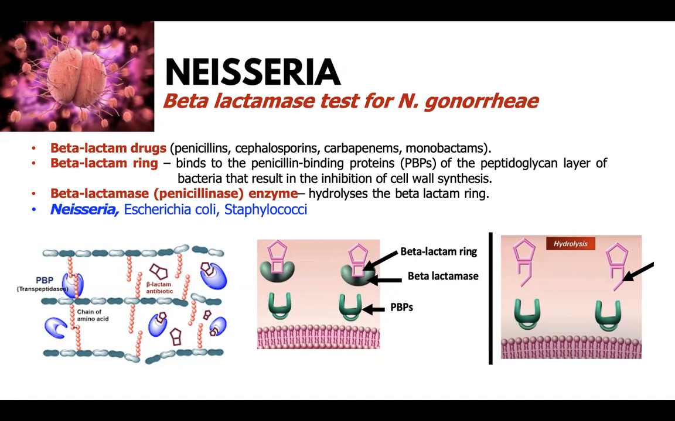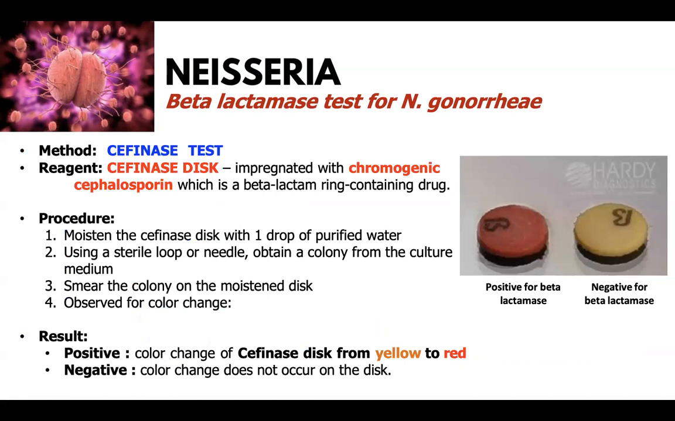Okay? Now, aside from staph and Neisseria, E. coli also has the ability to produce beta-lactamase enzyme. Okay? So again, how do they get this? Siyempre, nakukuha ito ng mga organism by virtue of conjugation. Okay? Hindi naman sila ipinanganak na may mga ganyan. They acquire the property. Okay? So, a very useful test to determine the presence of beta-lactamase sa ating Neisseria gonorrhoeae is the cefinase test. You can find this in Delos.